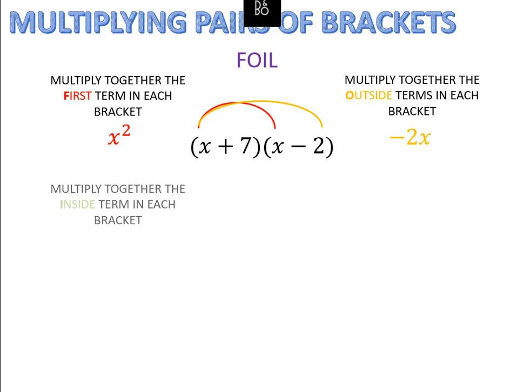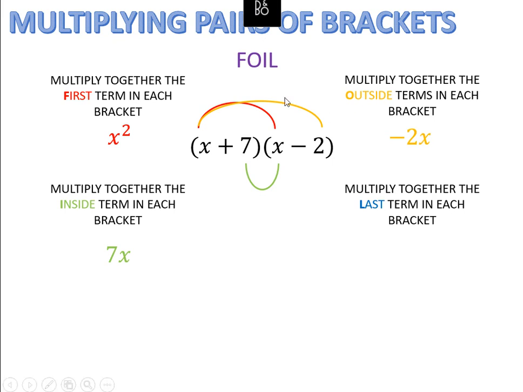Now I move on to the I, which is the inside terms. If the x and the minus 2 were the outside terms, then the 7 and the x were the inside terms. Take them, multiply them together, that gives me 7x, which leaves me with the L, which is the last term in each bracket. The 7 is the last one here, minus 2 is the last one here, multiply them together, and I get minus 14. Right, basically what we've done is we've multiplied everything by everything.